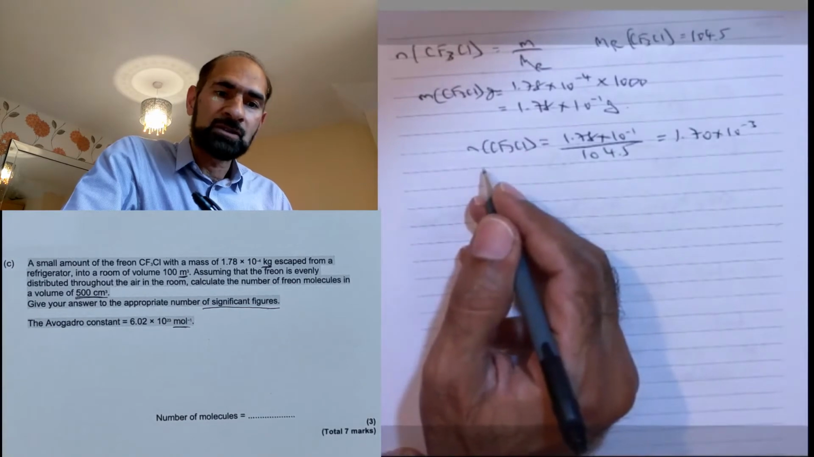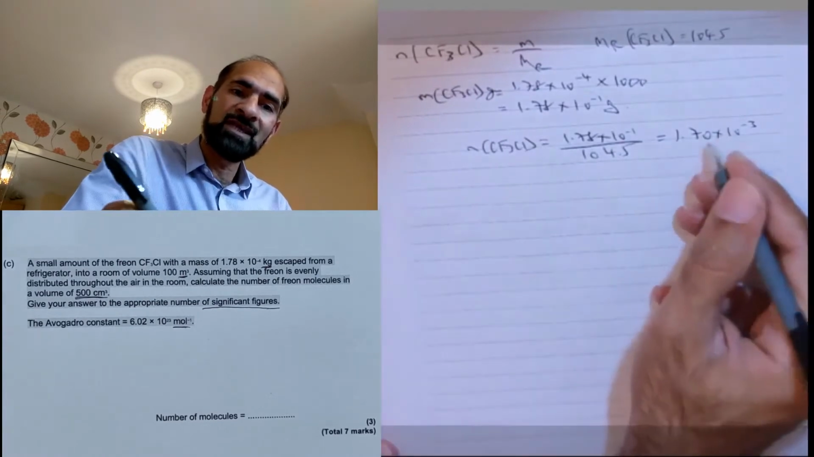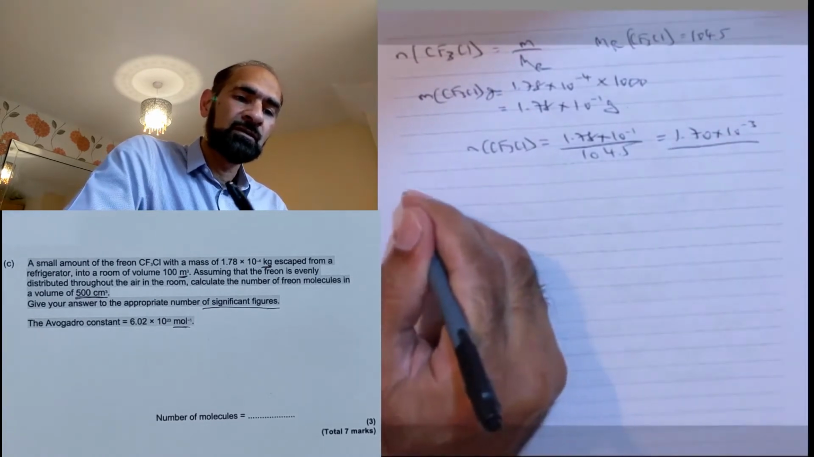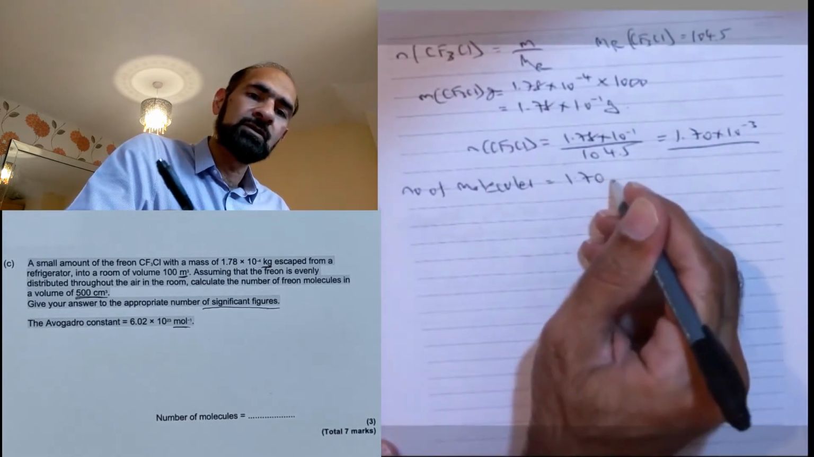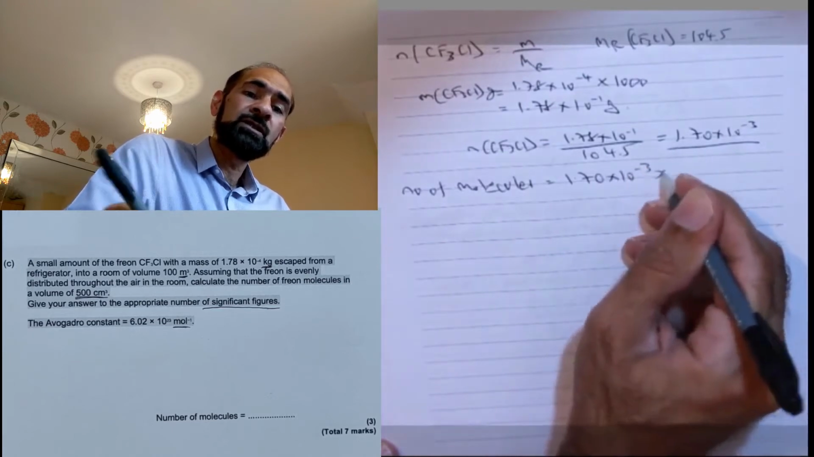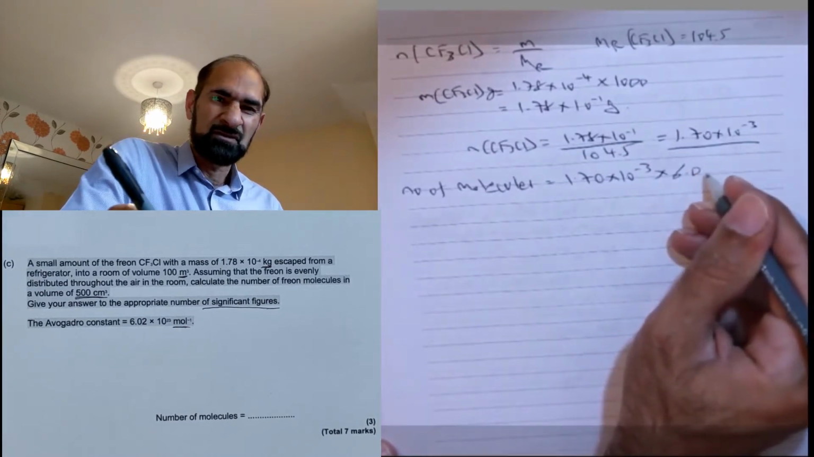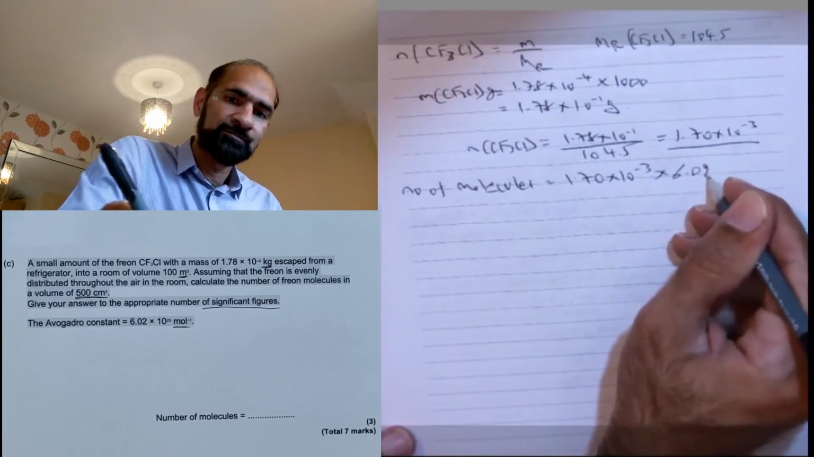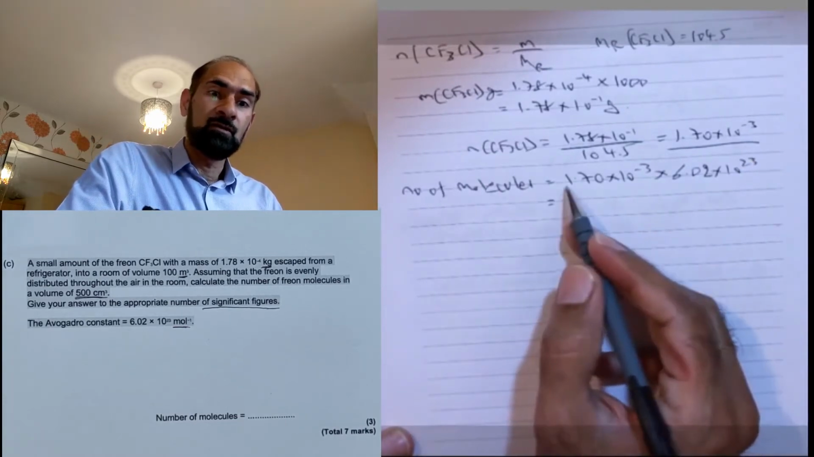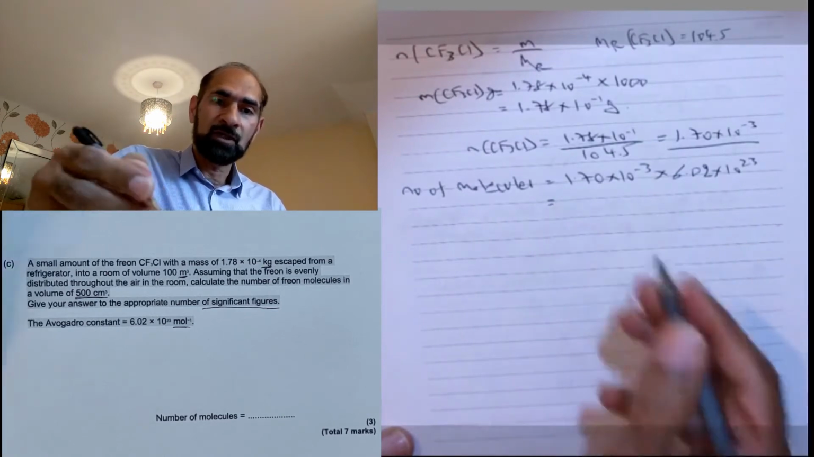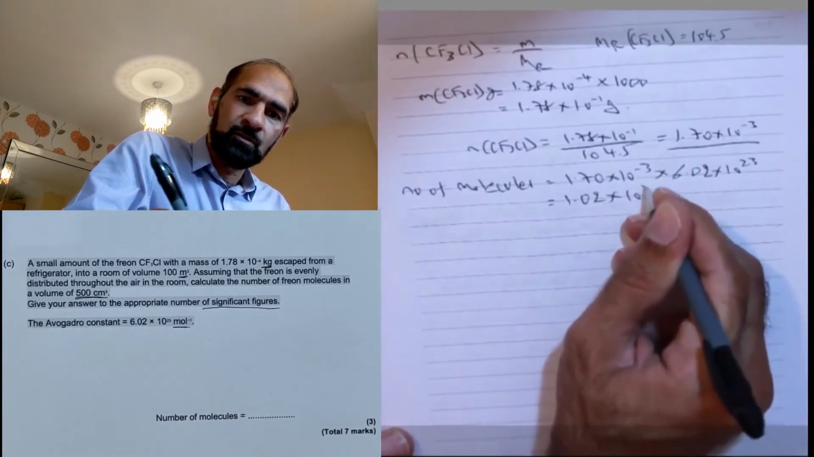Okay, so now I've got moles. Remember, I'm trying to figure out the number of molecules. So the number of molecules equals 1.70 times 10 to the minus 3 times by Avogadro's number, which is 6.02. It's actually 6.022, but there's a reason why they've said 6.02 times 10 to the 23 per mole. Okay, so the number of molecules of Freon is, multiply that together, 1.02 times 10 to the 21.